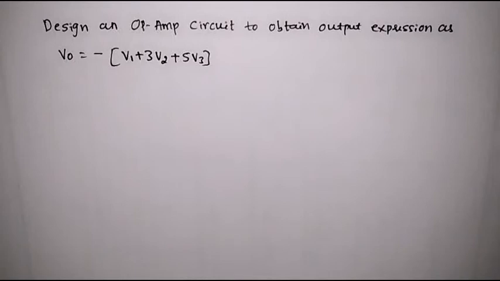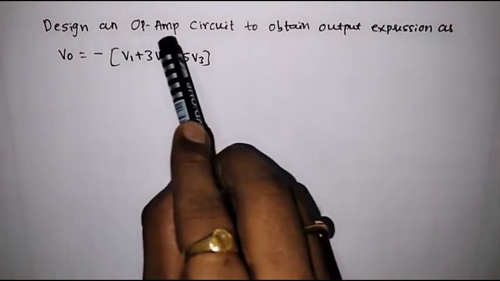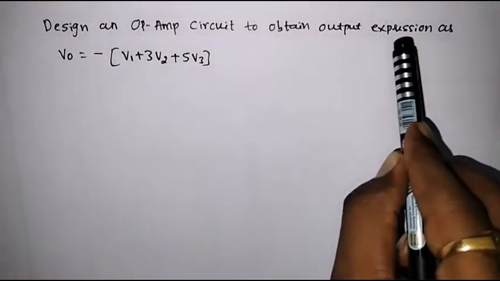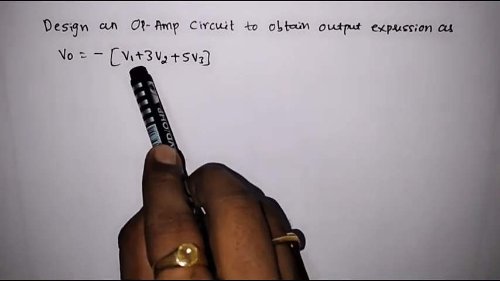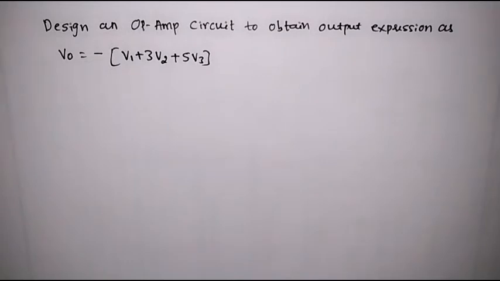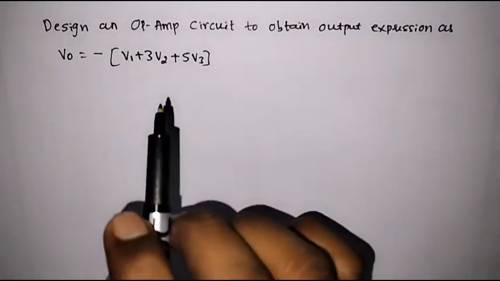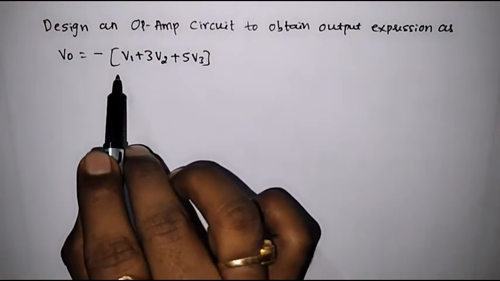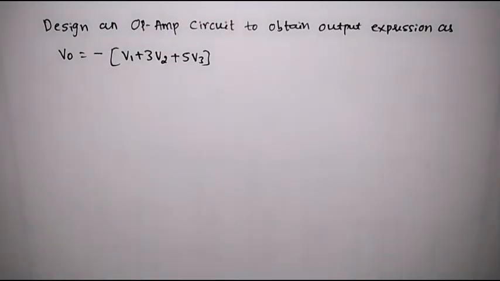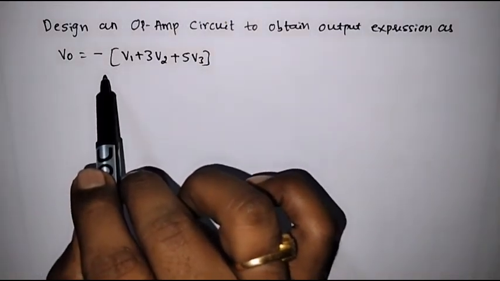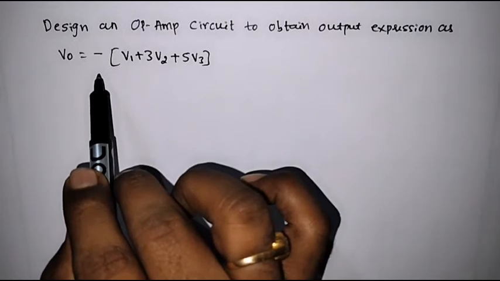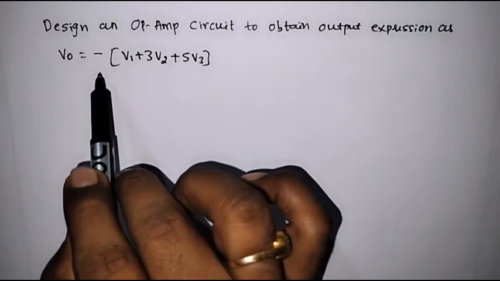Let's take one example on op-amp circuit. Design an op-amp circuit to obtain output expression as VO is equal to minus of V1 plus 3V2 plus 5V3. So here we are supposed to design an op-amp circuit which produces the output as this statement. By seeing this statement, we can say that it is similar to the output voltage expression of an op-amp which is used as an adder.